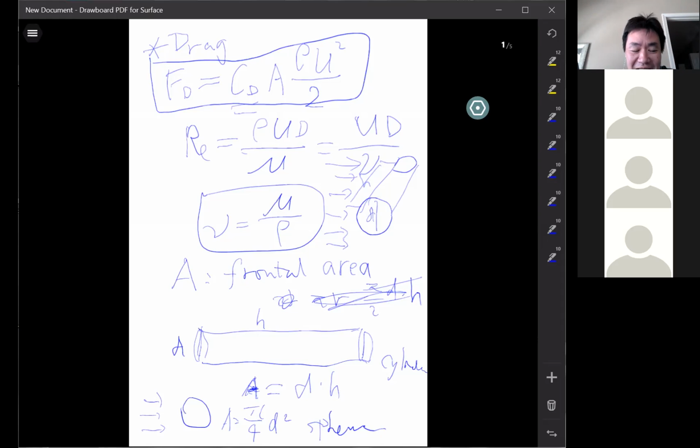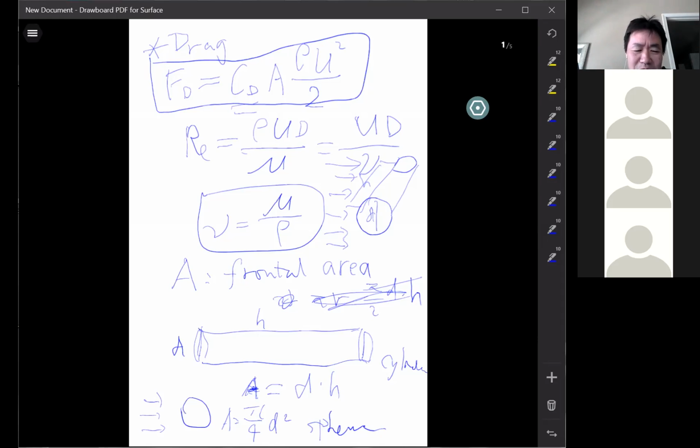Look at that plot I gave you, the 6.10 plot for the sphere. Look at the CD at the end of the Reynolds number spectrum. What do you see? There's a sudden drop. Is a drop good or bad? A drop is good, right? Then the drag coefficient is smaller, the drag force is smaller. You have reduced the drag.